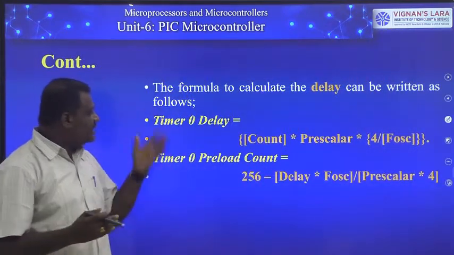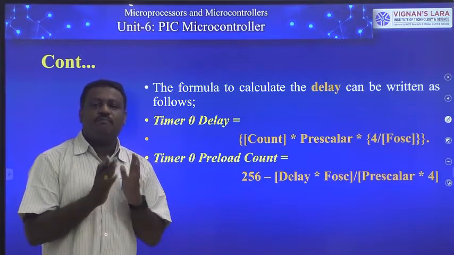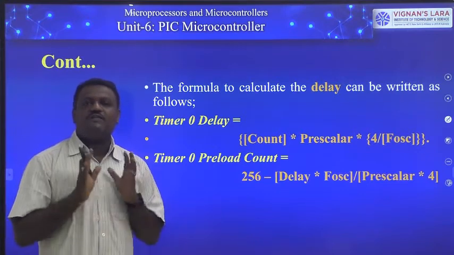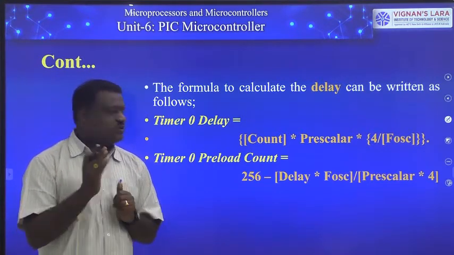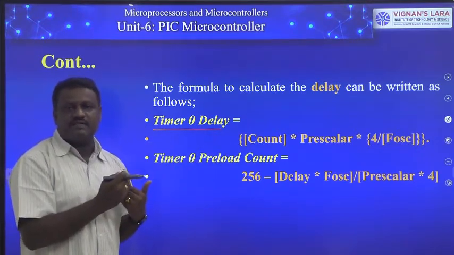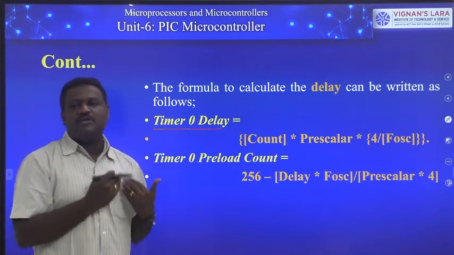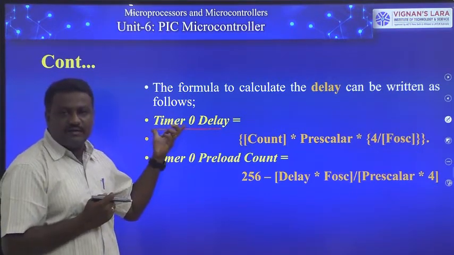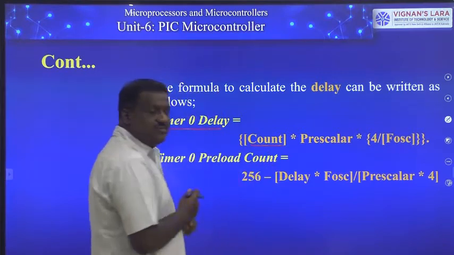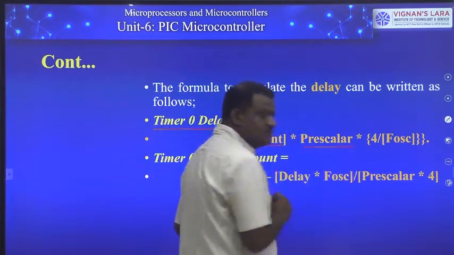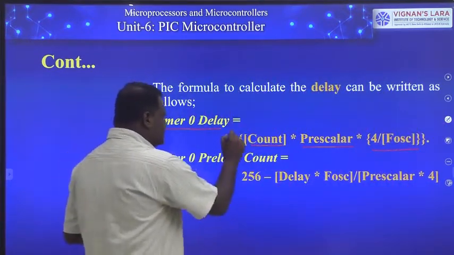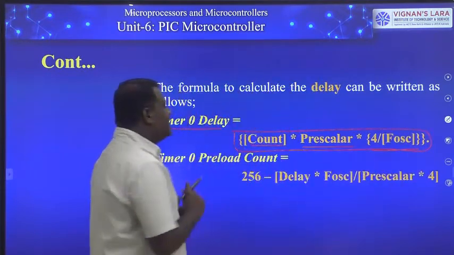Next, the formula for how we calculate the time delay, as well as how we load a preloaded value into our timer according to the required delay, because our timers only do upward counting. For example, I want a 5 seconds delay, or 50 seconds, or 5 microseconds, whatever delay you need. The delay is calculated like this: the count value present in the timer into the prescaler value into 4, divided by the oscillator frequency, Fosc.